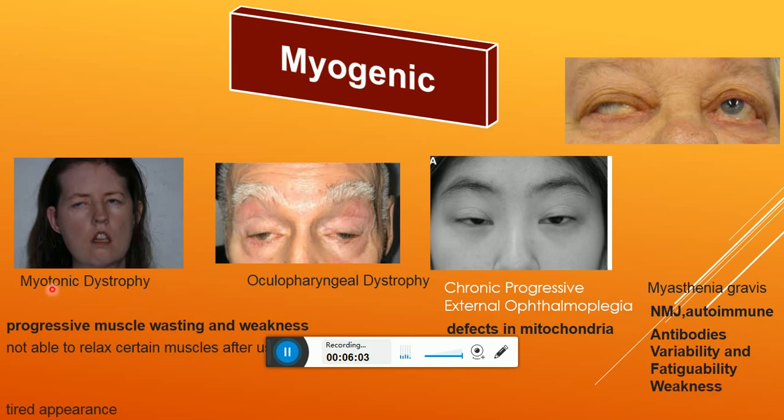Myogenic ptosis also occurs in myotonic dystrophy, which is a progressive muscle wasting and weakness with inability to relax certain muscles after use, and in oculopharyngeal dystrophy and chronic progressive external ophthalmoplegia, in which there is a defect in the mitochondria. Another type is aponeurotic or involutional. There is a defect in the levator aponeurosis.